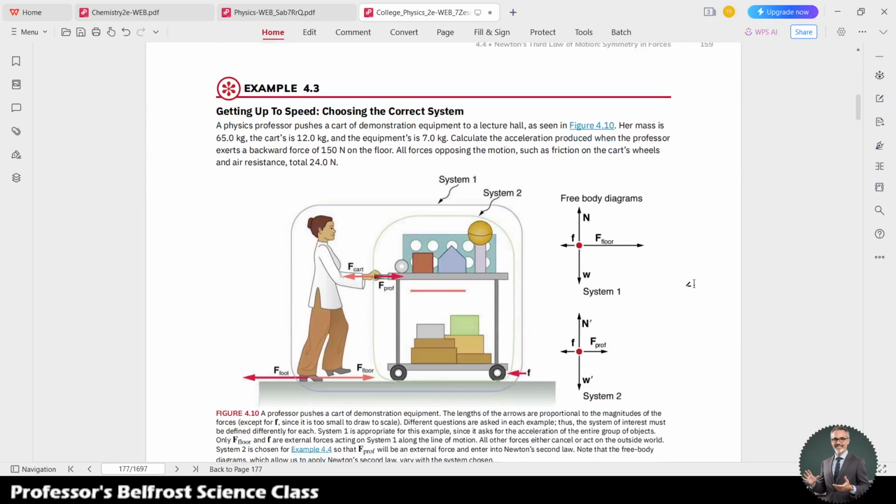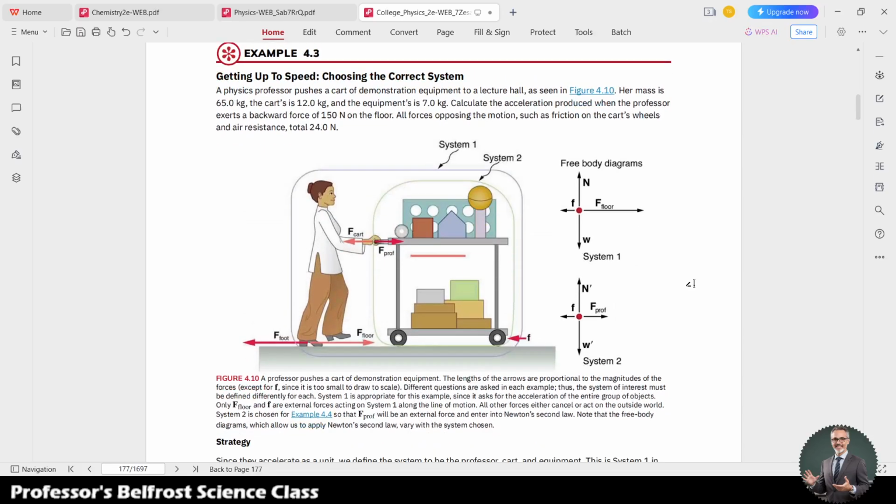Let's just discuss the example. A physics professor pushes a cart of demonstration equipment to a lecture hall. Her mass is 65 kilograms, the cart is 12 kilograms, and the equipment is 7 kilograms. Calculate the acceleration produced when the professor exerts a backward force of 150 newtons on the floor. All forces opposing the motion, such as friction on the cart's wheels and air resistance, total 24 newtons.